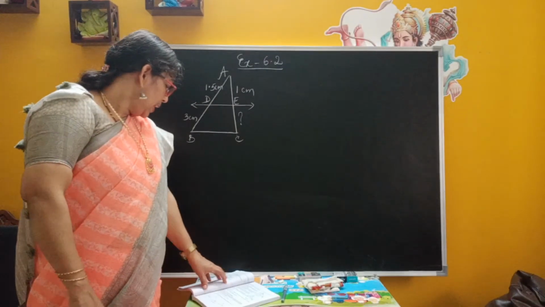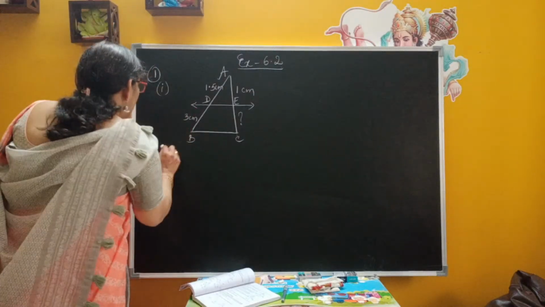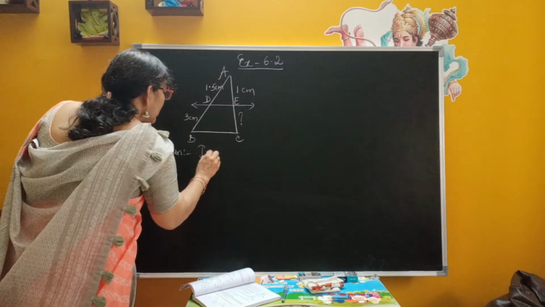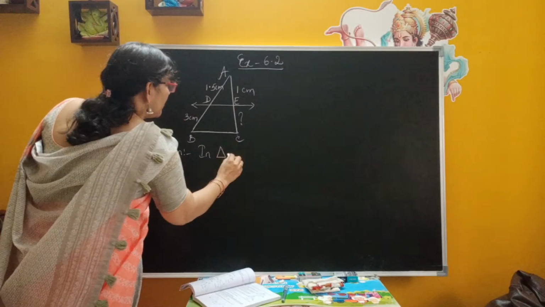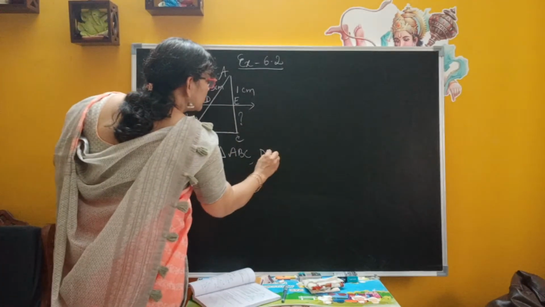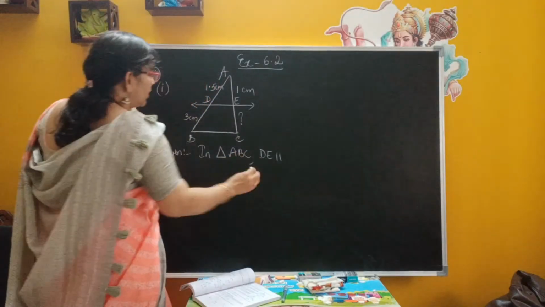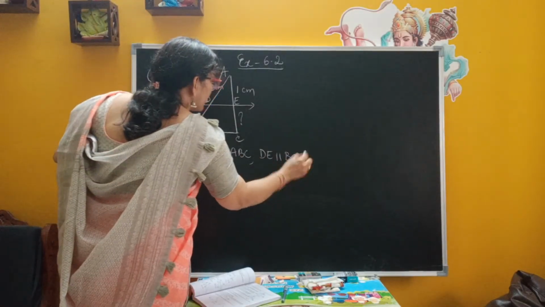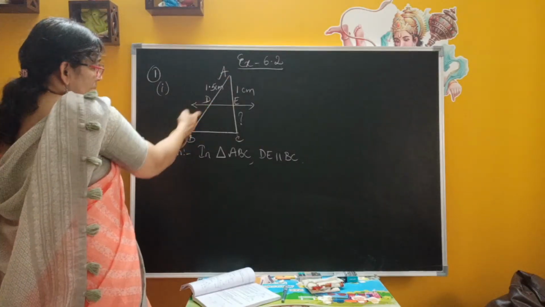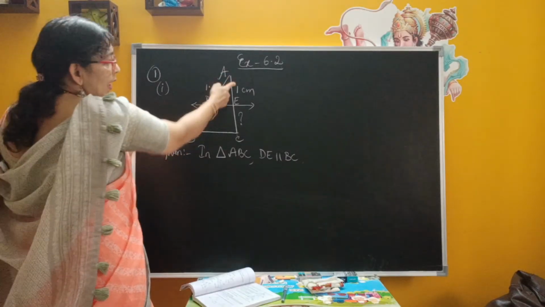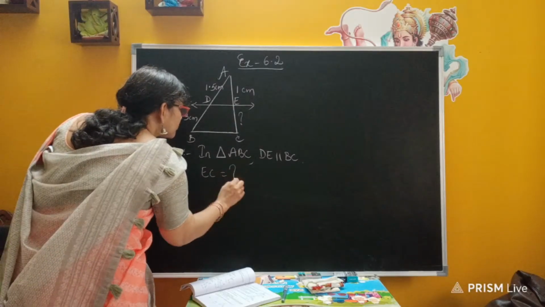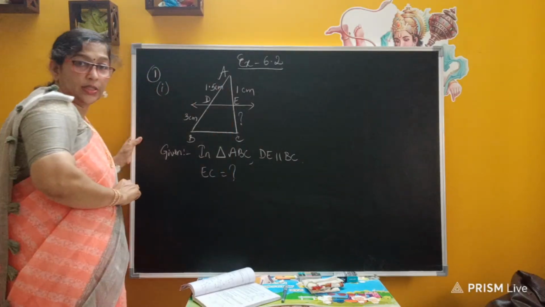So here DE is parallel to BC. What is given in triangle ABC? DE is parallel to BC, and the measures of AD and DB are given. AE is given. We need to find EC. How much is EC?